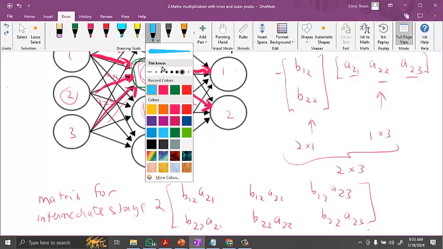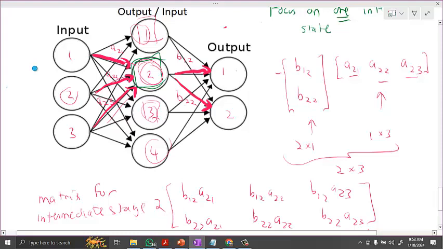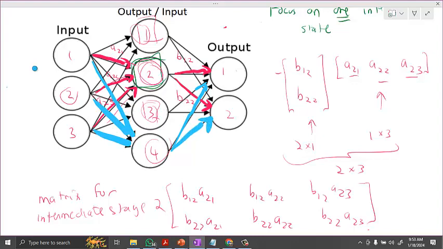I can do that. So that would be this one. 1, 3. I would have those going in, and then out of 4, I'd have these 2 going out. So I would have a similar situation as this one, only instead of B12, B22, it would be B14, B24. And this would be A41, A42, A43. Okay. So the matrix would also be 2 by 3, but instead of 2's in here and the 2's here, I would have 4's here and 4's here.